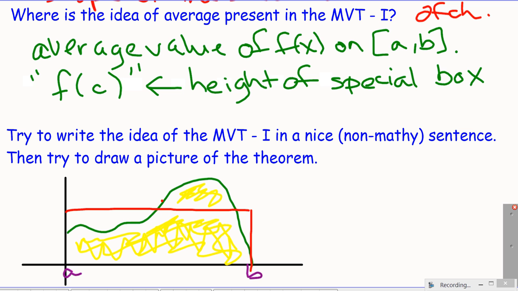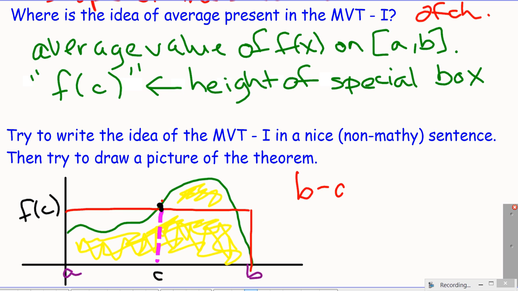It says that there's going to be some spot in here, and we're going to label that spot C. And if you go up from C until you hit the function, and then go across, it's going to be the function value at C. And so the red box's area is going to be base times height. So the base would be B minus A.